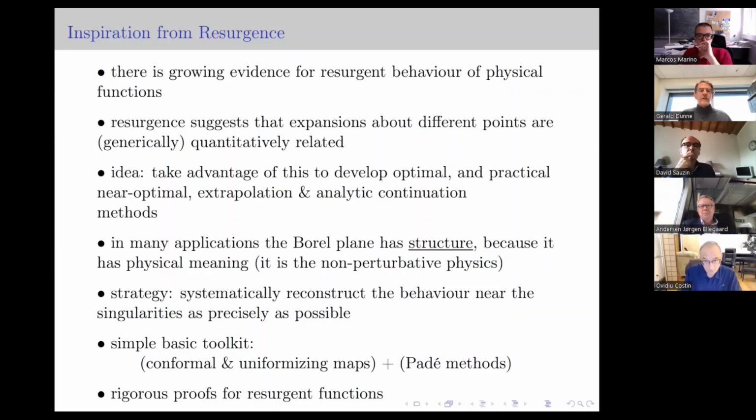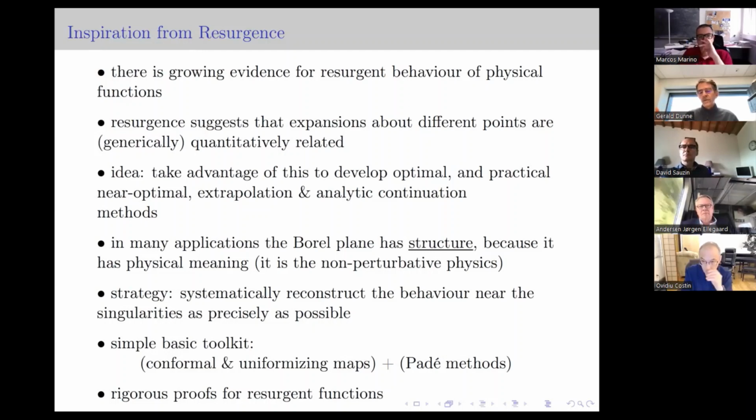And we take some inspiration from resurgence. There's, of course, growing evidence, as people in this audience know very well, for resurgent behavior in physical functions. And resurgence suggests that there should be expansions about different points that are quantitatively related generically. So the underlying idea here is to ask whether we can take advantage of this structure, develop new optimal, and in practical cases, near optimal extrapolation and analytic continuation methods.